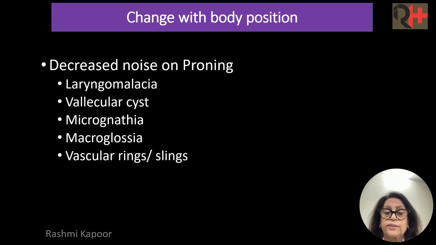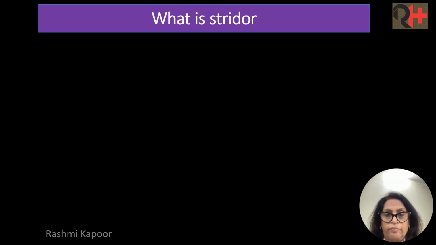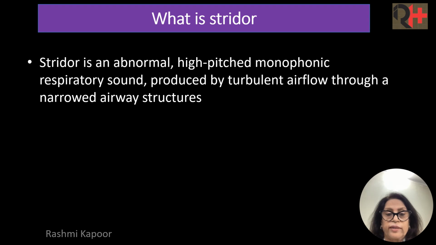Now, how does the sound change with position? If the noise is decreased on proning, it could be laryngomalacia, vallecular cyst, micrognathia, macroglossia, or vascular rings and slings. So, all these things in history will give a clue as to what the lesion can be and where the lesion can be.